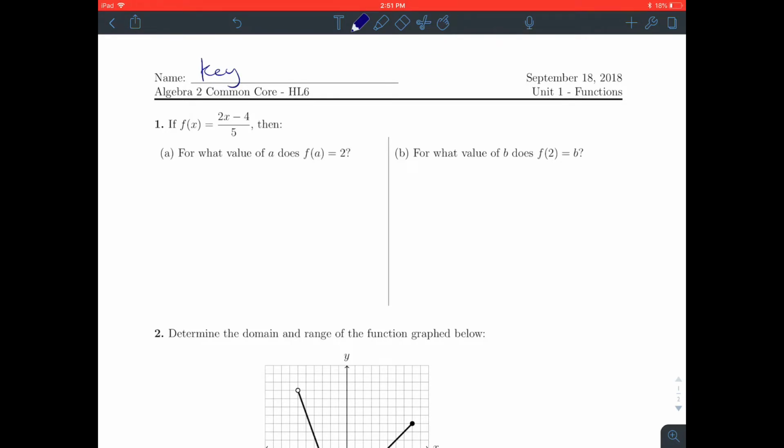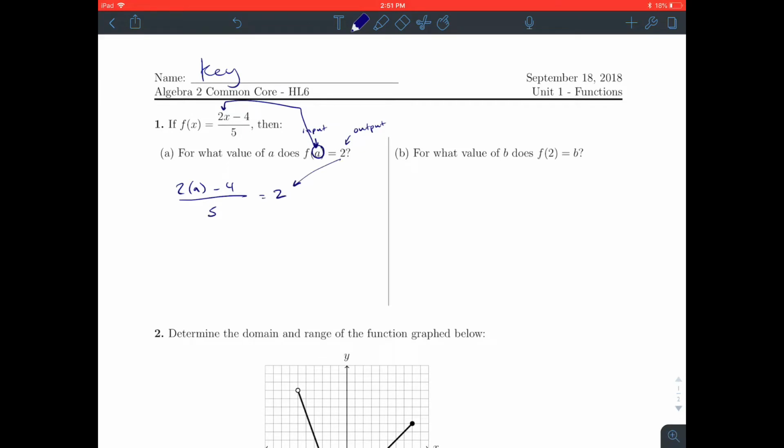So if f of x is this function, 2x minus 4 divided by 5, then for what value of a does f of a equal 2? Really important with these problems is a is the input, 2 is the output. So when we input a into our function, it becomes 2a minus 4 over 5 equals our output, 2.